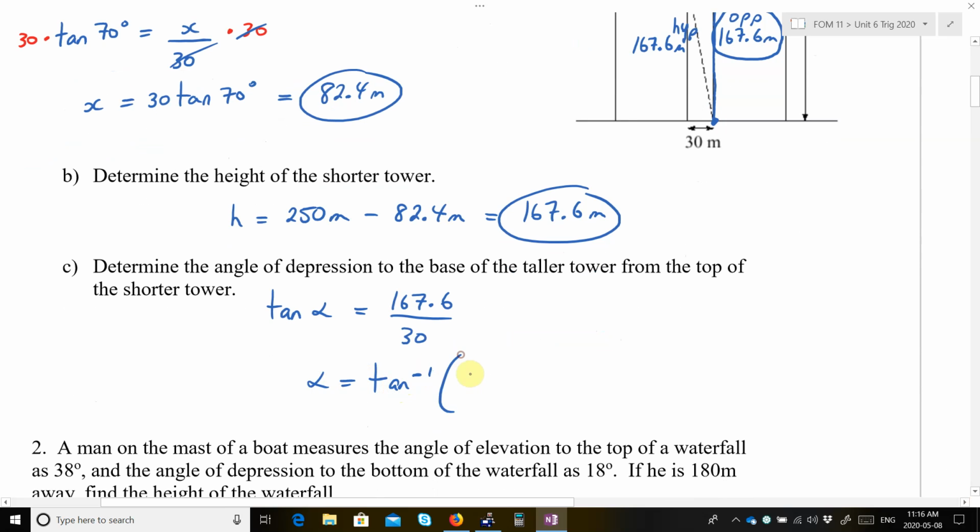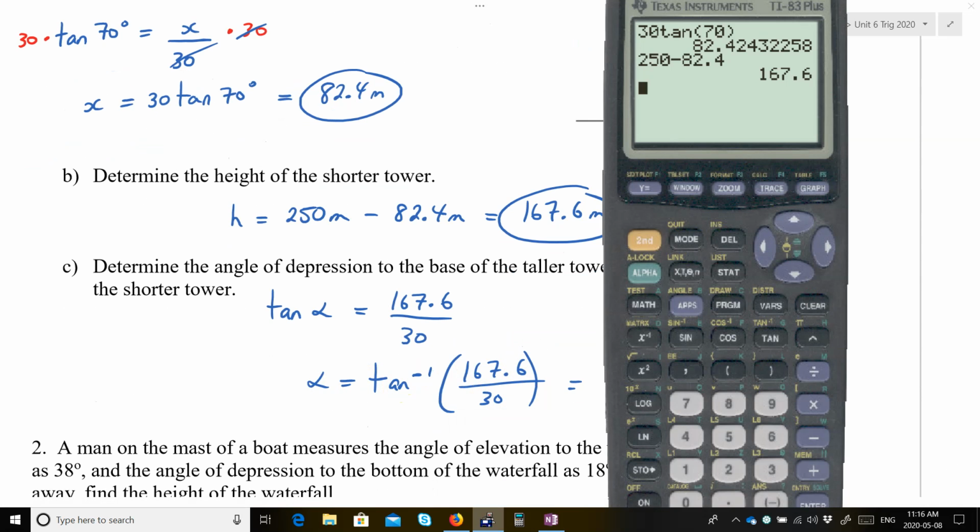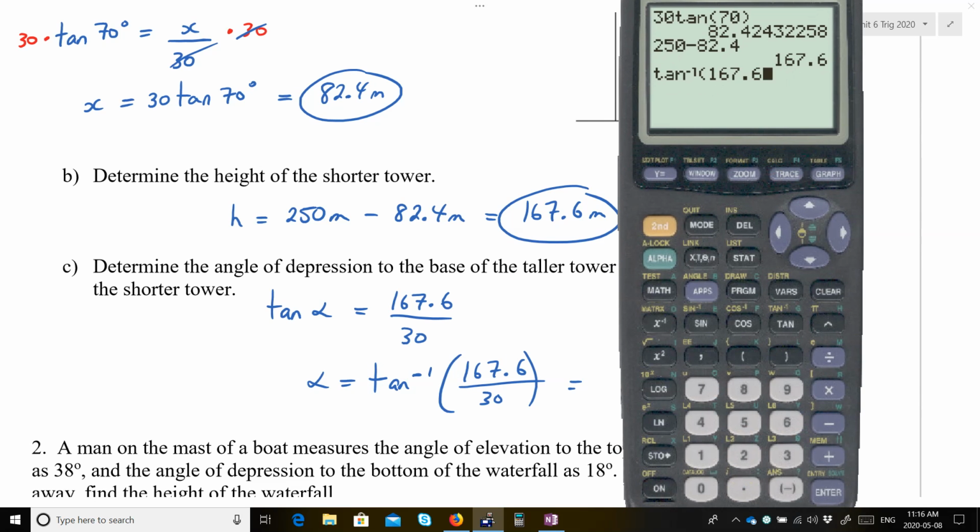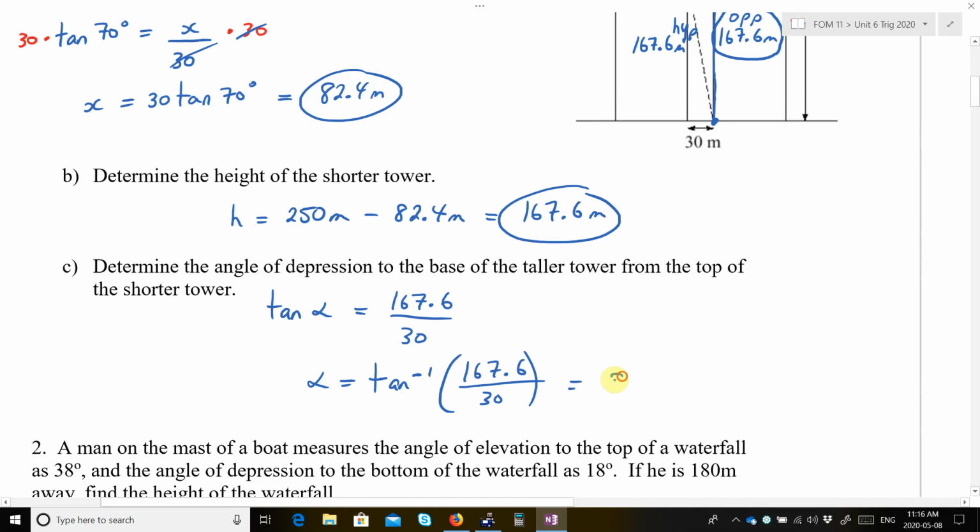You do tan inverse of 167.6 divided by 30. Shift tan 167.6 divided by 30, close that, and press enter. So 79.85 degrees. And if you go to the nearest degree, that would be 80 degrees.